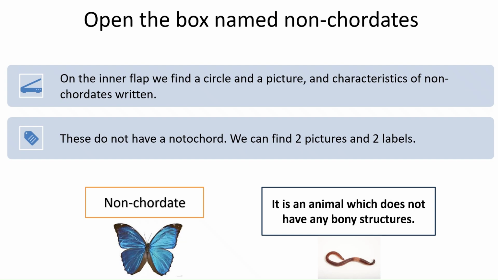Open the box named non-chordates. On the inner flap, we find a circle and a picture and the characteristics of non-chordates written. These do not have a notochord. We can find two pictures and two labels. These are the labels: non-chordate, which has a picture of a butterfly, and the other label reads, it is an animal which does not have any bony structures. And we have another picture of a worm there.